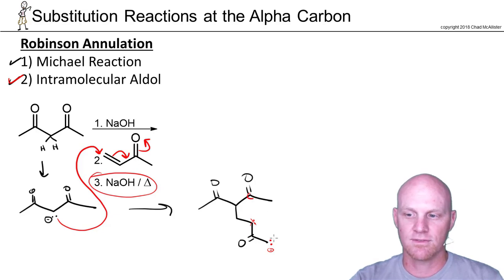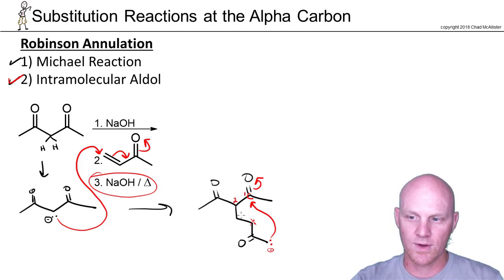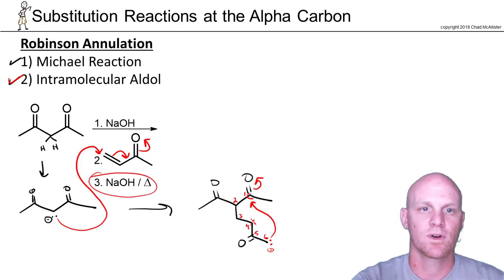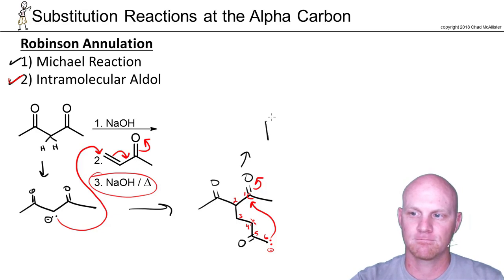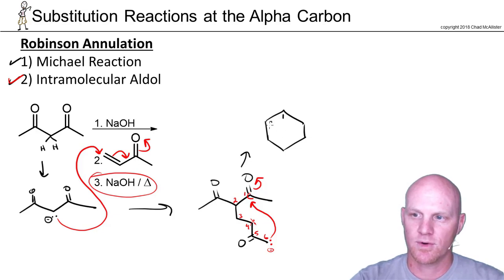So envision attacking that carbonyl right there, and I'll number this where I've formed new bonds. A new ring, 1, 2, 3, 4, 5, 6. So we're going to form a brand new 6-membered ring here. I'm going to make this carbon number 1, and number around 2, 3, 4, 5, 6. We can see that 5 is still going to have a carbonyl.